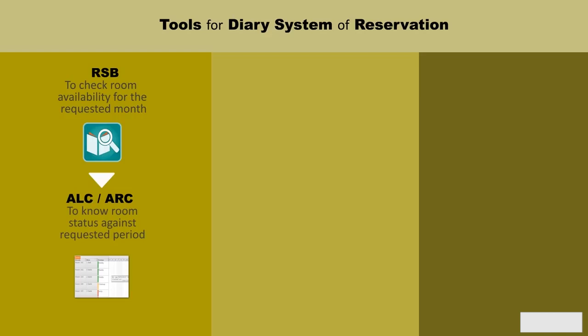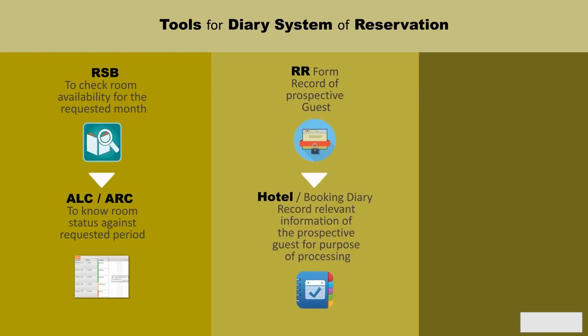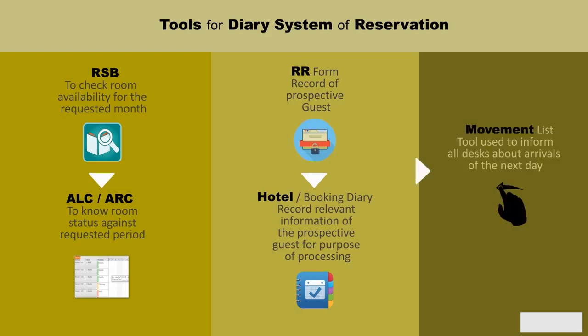Room Reservation Form, also known as RR Form, is used to record all necessary and important information regarding the prospective guest by the reservation assistant. Hotel Diary or Booking Diary. It is used by the reservation section to record all necessary and relevant information regarding the prospective guest for the purpose of processing. Movement List or Expected Arrival List is a tool by which the reservation section intimates the front desk and other departments about the arrival of the next day.